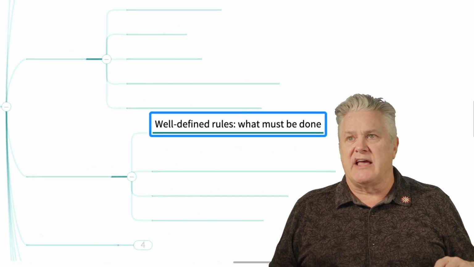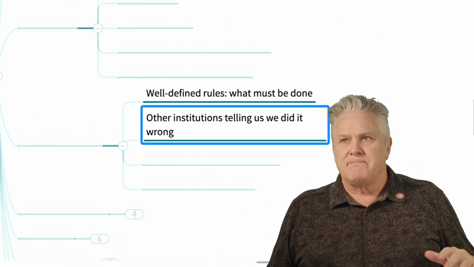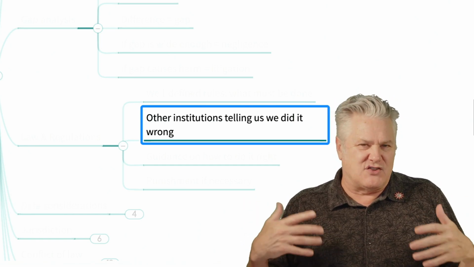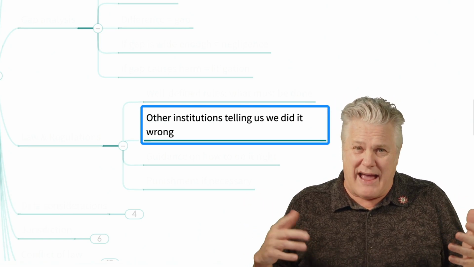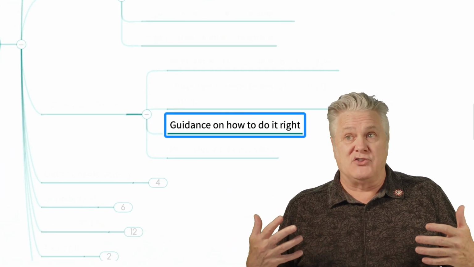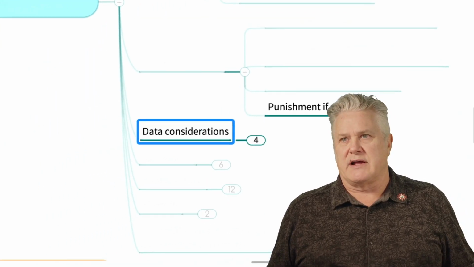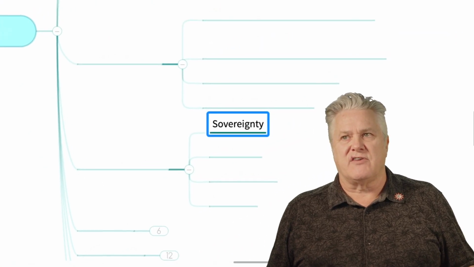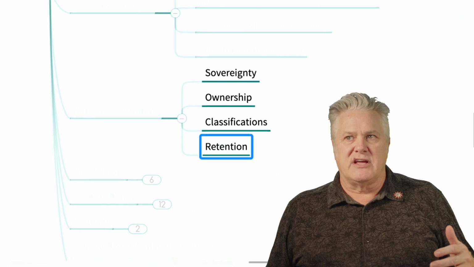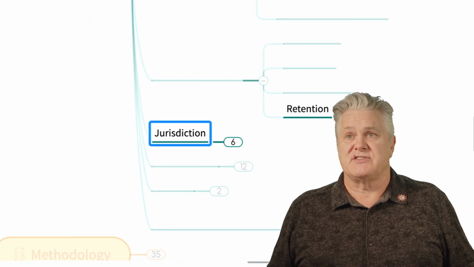When we look at laws and regulations, they really are the well-defined rules of what must be done. Sometimes you could say, well, this is other institutions telling us what we did wrong. That's regulators in there. That's not so bad. Laws, you did something wrong, got a problem there. Sometimes it's guidance on how to do it right. And then what are the consequences if you don't do it correctly? When we look at our data considerations, we have to consider the concept of sovereignty, ownership, classification, and retention, which I'll go over in deep detail in later sections.